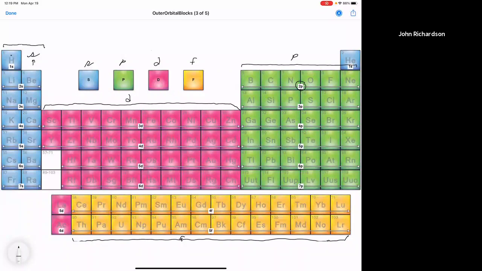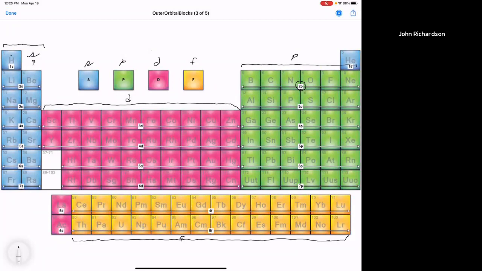Then where do you go after neon? Go down to element 11, that's sodium. You're back in the 3s. Magnesium takes you to filling the 3s, then across to the 3p, which takes you through argon. Then you go down to element 19, so potassium to calcium, that's your 4s.